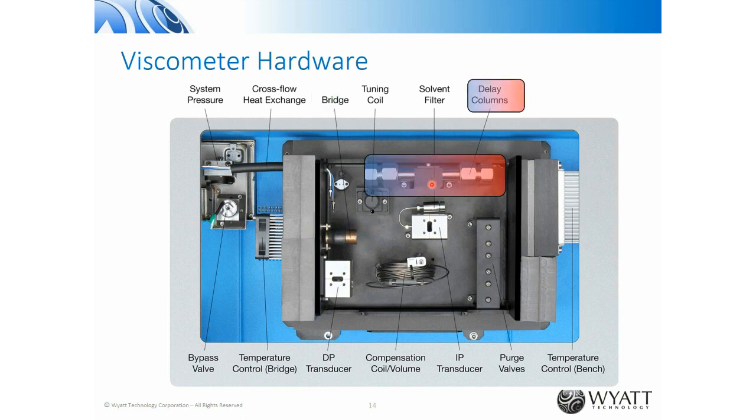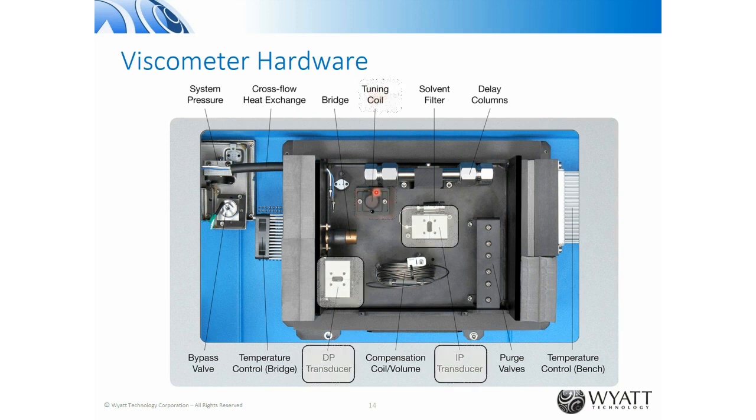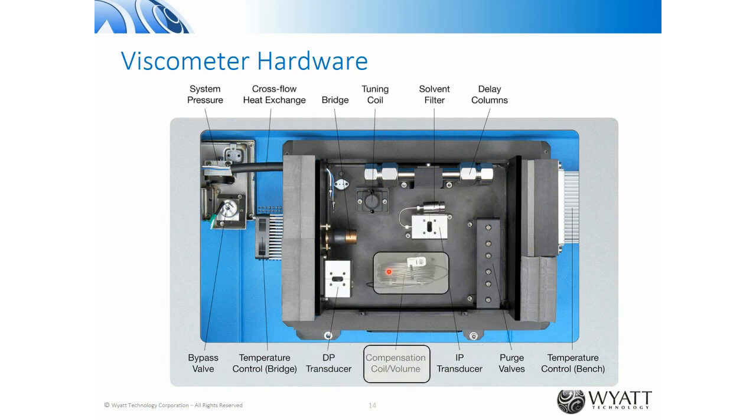Here are the delay columns, and you can change the number of delay columns in order to adjust the delay. The thermal tuning is a spool here, and this is regulated to a slightly different temperature to that one. And it's the difference in temperature between the two that allows us to automatically balance. And the two transducers are here. This is the DP transducer that looks across the bridge. This is the IP transducer that looks top to bottom of the bridge. And the DP transducer is really the critical one, and it has good thermal contact with the actual bridge. And finally, we have the compensation, and this is just a volume of fluid that matches the compressibility of the columns.